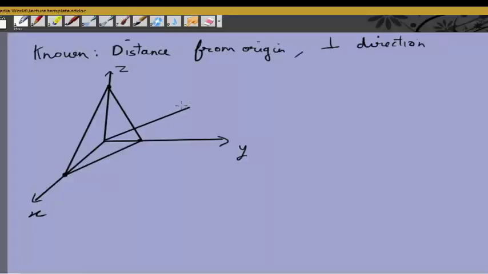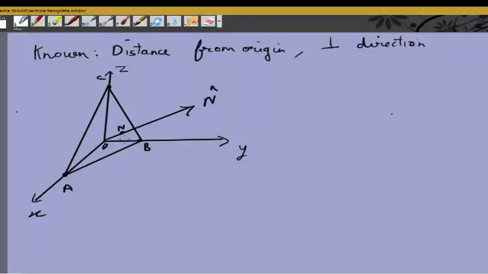So let's say this is the direction n cap, which is perpendicular to the plane. A unit vector given to us to be perpendicular to the plane. And we know the distance from the origin. So let's say this is the origin. Let's say this is the point N where this meets the plane. So N is a point on the plane. The origin is obviously not on the plane, because we are talking about this plane which passes through, let's say, the 3 points A, B and C.